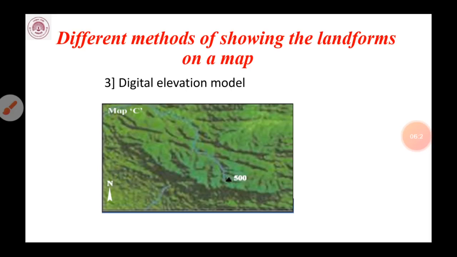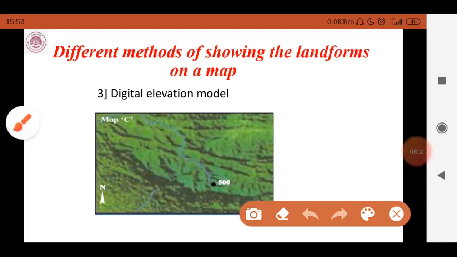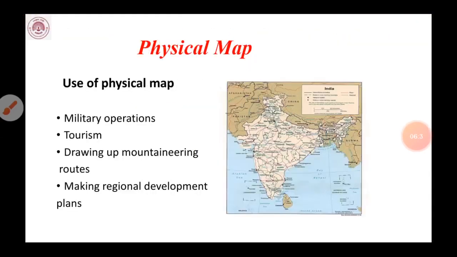What is the height of this place? Here it is given 500 meters. So directly we can measure that height. Now we will learn about the physical map. This is the physical map of India. Let us learn the use of the physical map. A physical map can be used in military operations, tourism, drawing up mountaineering routes, in making regional development plans, etc.